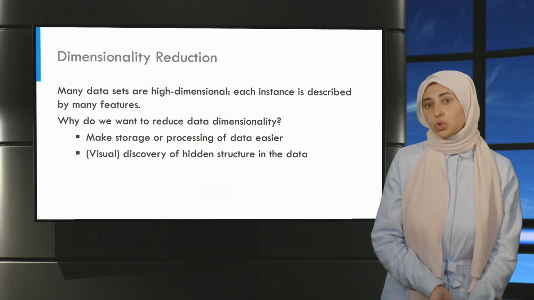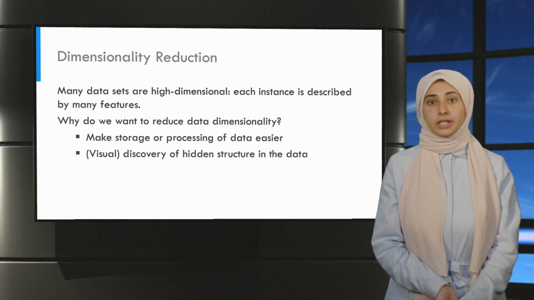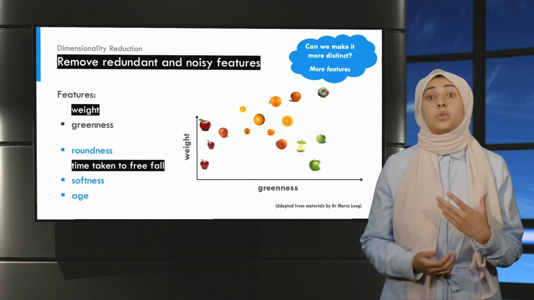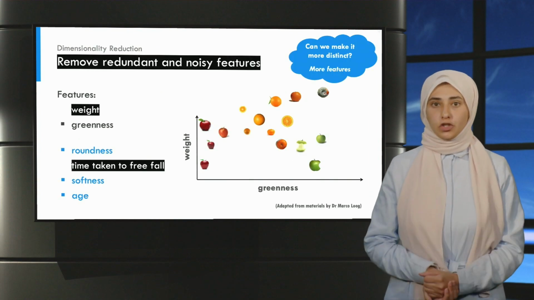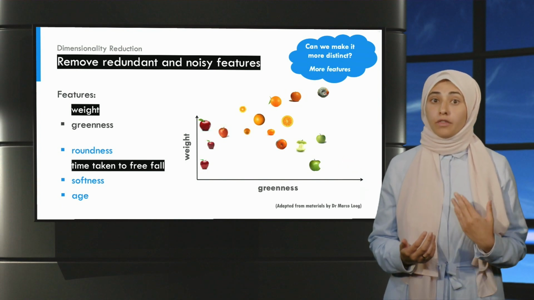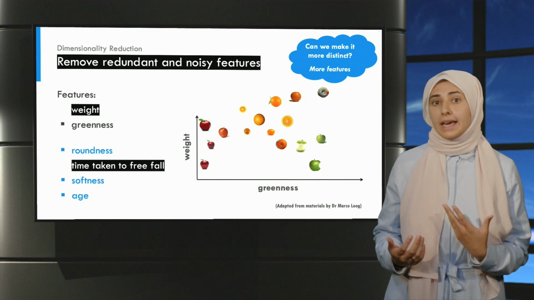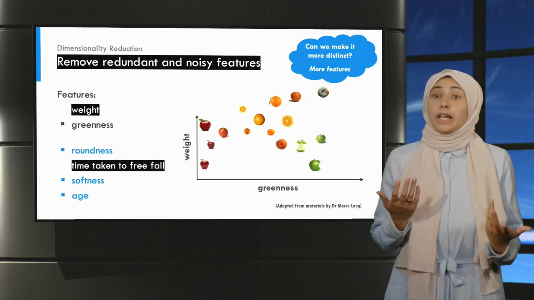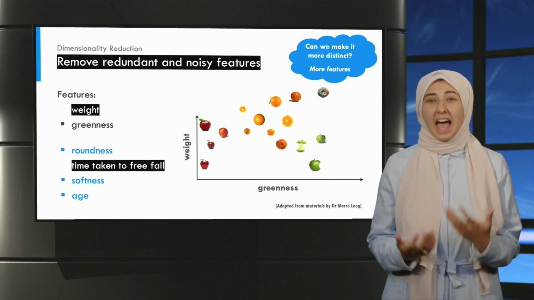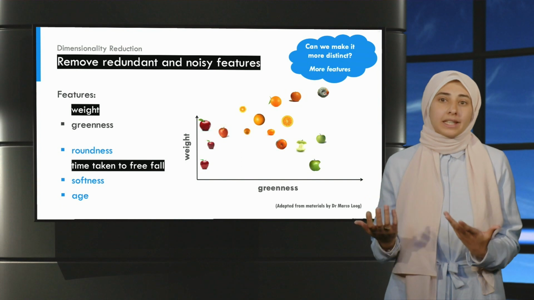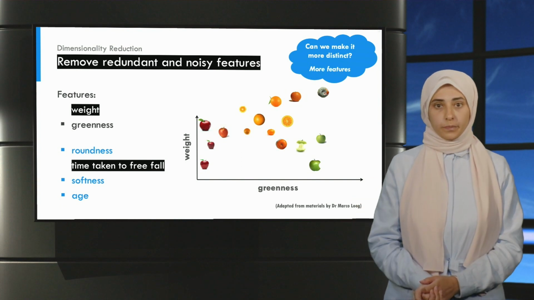We now have 2 reasons to use dimensionality reduction. One more reason is to remove redundant or noisy features. From this example here, adding a feature of time taken to free fall is actually dependent on the weight feature. Therefore, using only one of them is enough. Having them both will need extra storage with no additional information.